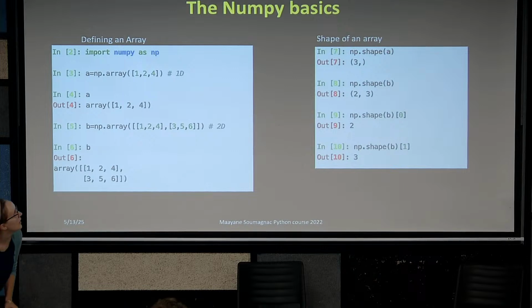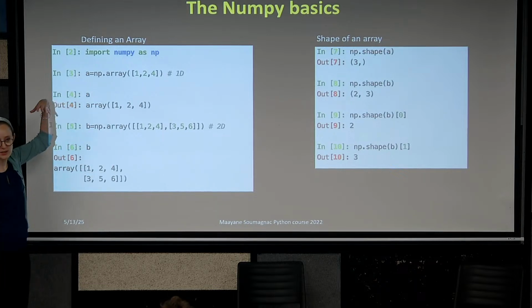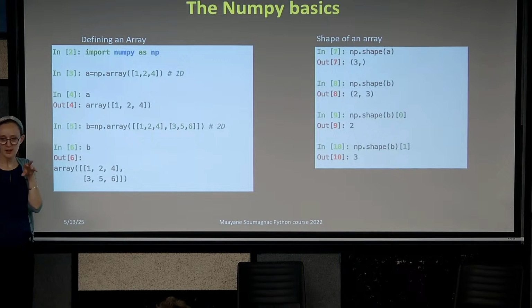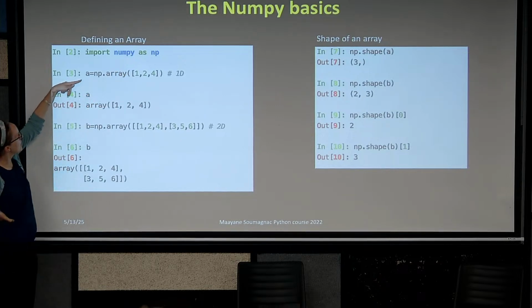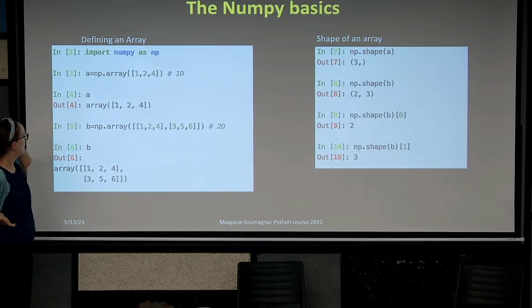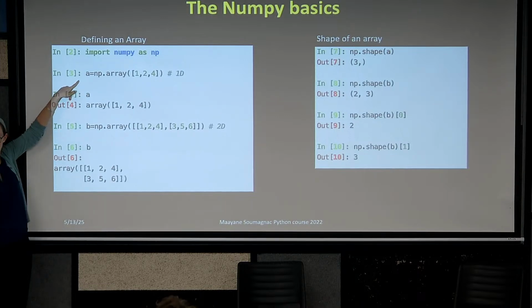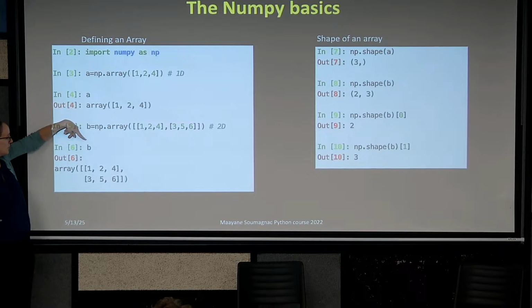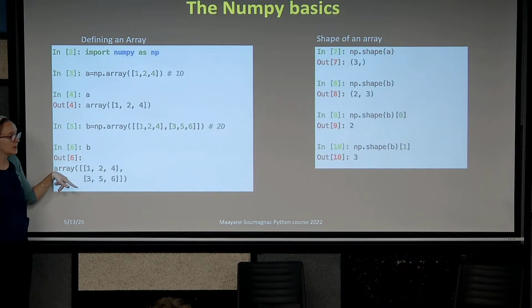Okay, so the way to use NumPy, you do import numpy. Usually NumPy is too long, we don't want to write numpy every time we call a function from NumPy, so we call it np. And here we're just initializing an array, we're just defining an array. So this is a 1D array. This is a 2D array. You see, this is like a matrix, basically.